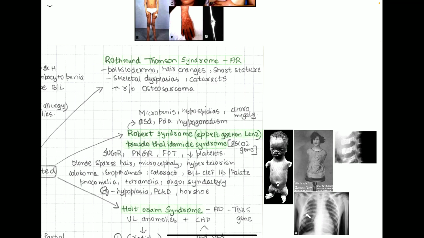Genitourinary malformations include hypogonadism and hypospadias. There can also be clitoromegaly and macropenis. Pardon, it's a mistake. It's not micropenis, it's macropenis. There can also be associated cryptorchidism in Roberts syndrome.